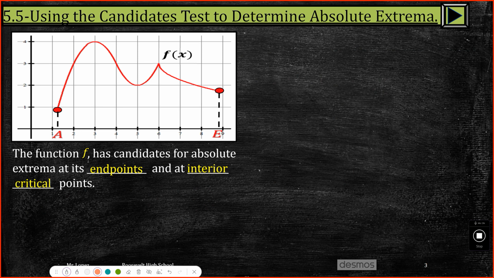So you would test internal critical points and then the endpoints of it to see which one of those x values has the highest or the lowest y value for it.